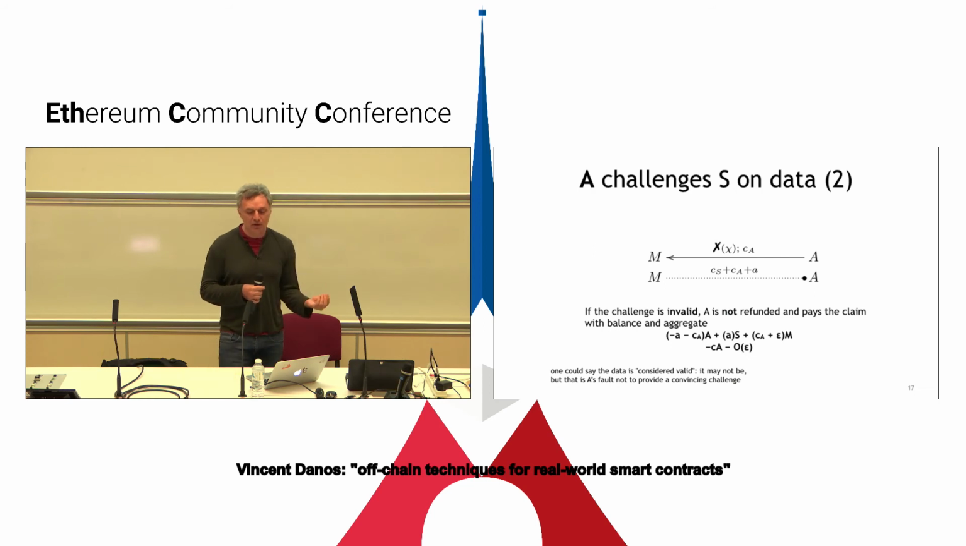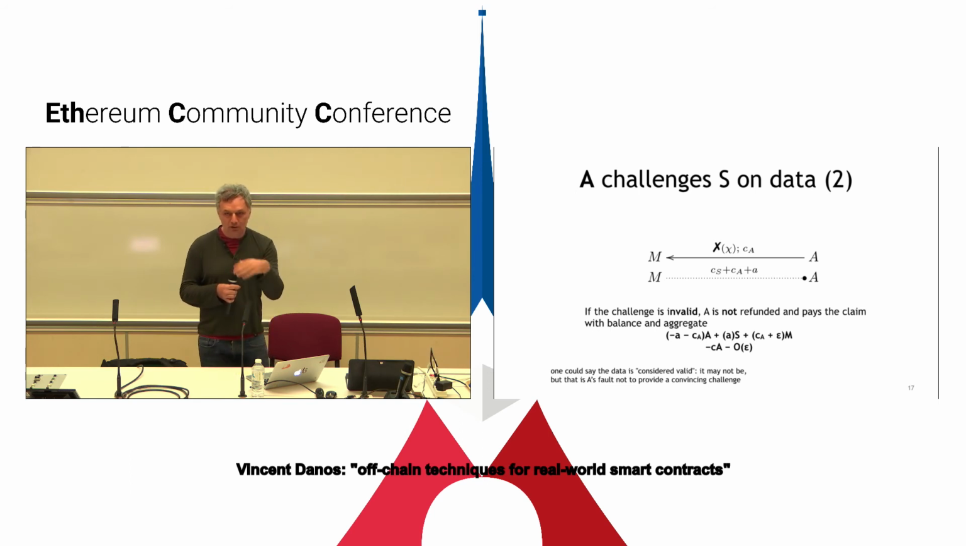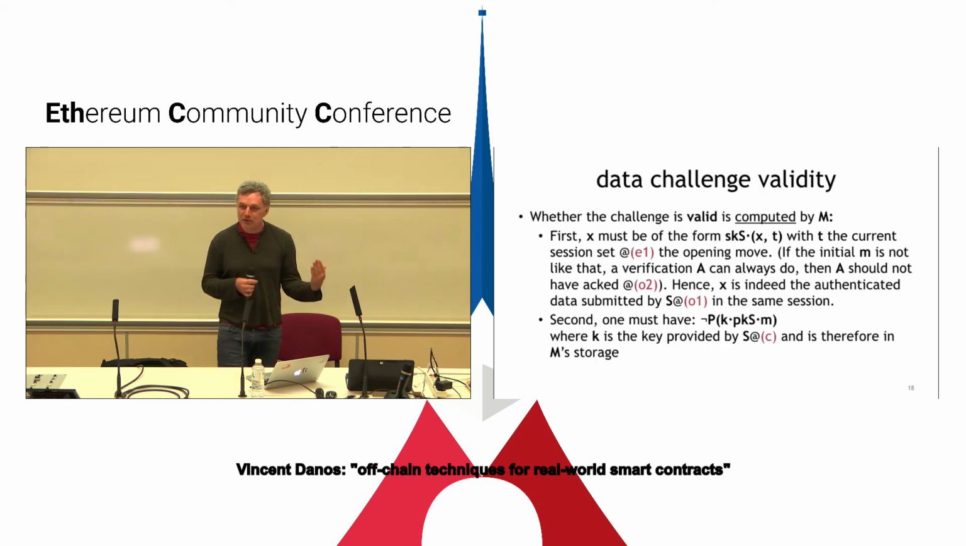Now, if the challenge is invalid, then you imagine what we do. We do the opposite. So now it is A which pays for the cost of suing, and the balance for S is that he gets the money. So in that case, maybe the data is not actually correct. There's no way to tell. But what we can say is that if the data was incorrect, then Alice was clumsy because she didn't post a correct challenge, right? So, same principle.